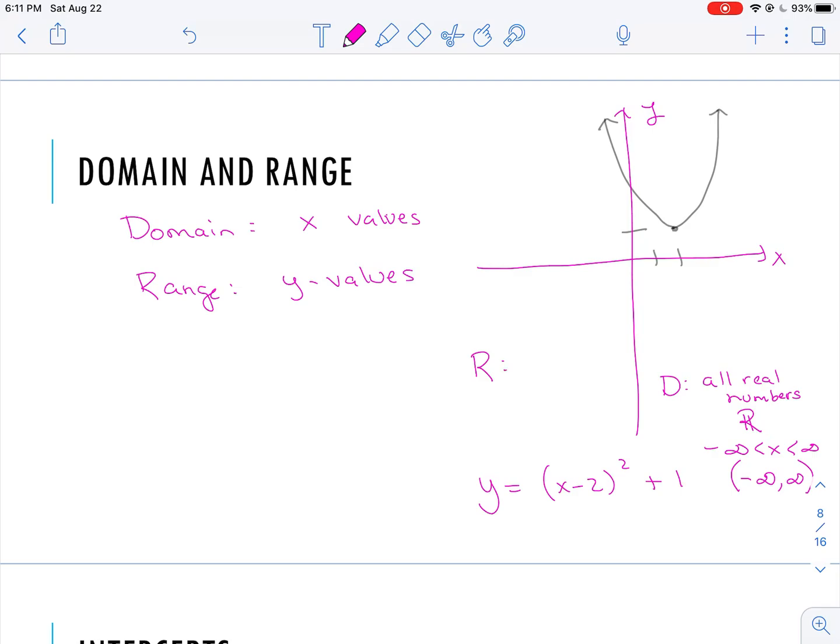The range of this function, so the y values that this function takes on, well, the lowest y value that this function will take on is 1, and then it'll keep going higher and higher. So y can be greater than or equal to 1, or in interval notation, it can equal 1, so that would be the hard bracket, and then it can go up to infinity. Infinity is not a real number, so it will always get the parenthesis in interval notation. So the hard bracket is like the greater than or equal to or less than or equal to sign, and the parentheses is the greater than or less than sign.